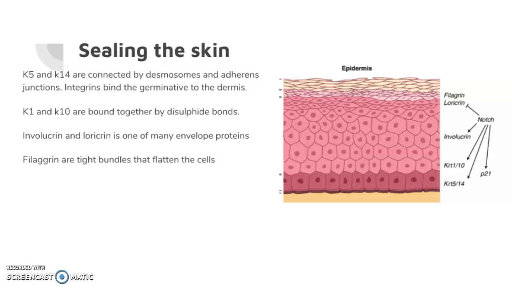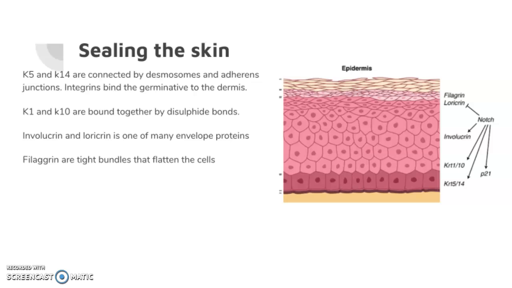So first, the bottom layer, K5 and K14. These keratinocytes are bound by desmosomes and adherins, which cause very tight junctions and do not allow, specifically bacteria, to pass through here. Water is also kept out of here, but the important one here is that infection cannot pass through these layers, bacteria or viruses. And then also, integrins bind to the dermis, which allows the epidermis and the dermis to stay tight.